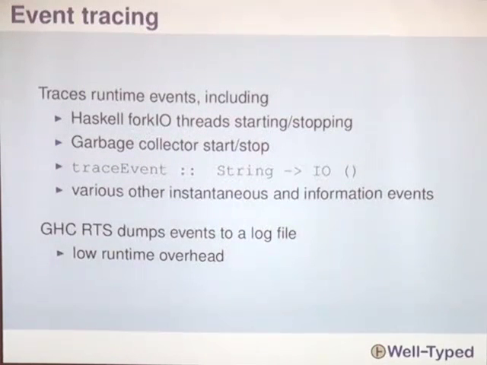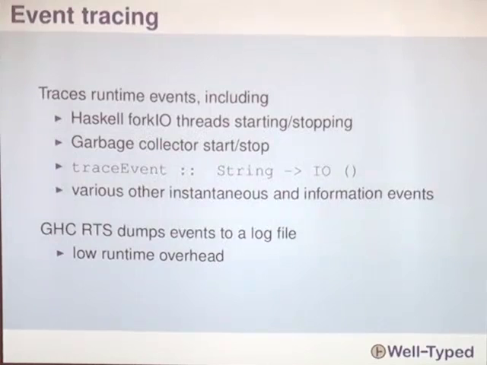So what does event tracing do? It has an event log, and in the runtime system, whenever certain things happen, it writes out little events into an event log. So things like, this Haskell thread just started running, this Haskell thread stopped running. We started doing a GC, we stopped doing a GC. You can also emit string messages into the event log from Haskell. And there's various other events that happen in the RTS that get logged. And this system is reasonably efficient. It's got quite a low overhead per event.